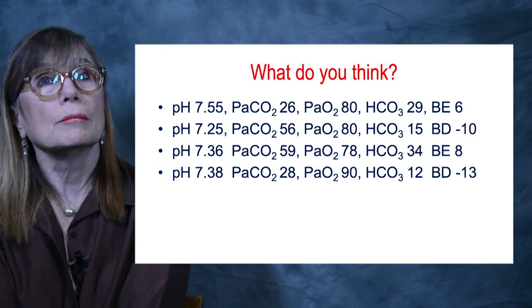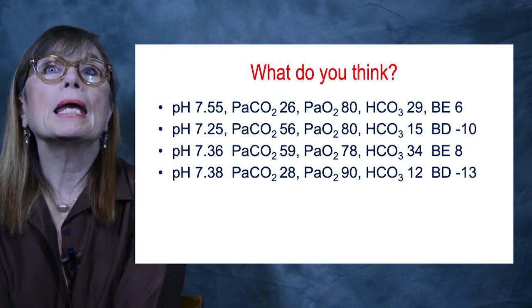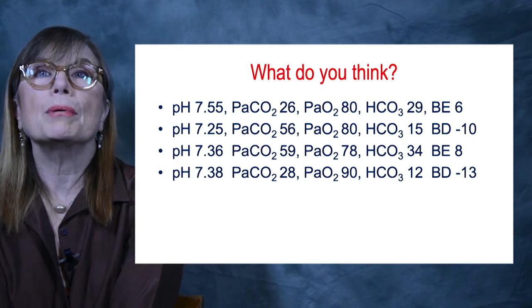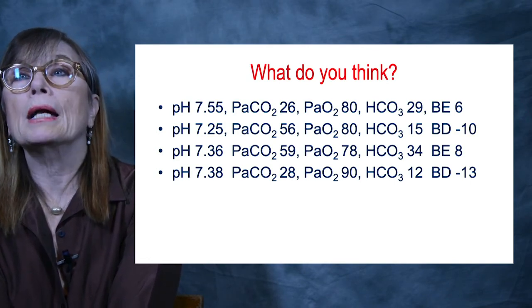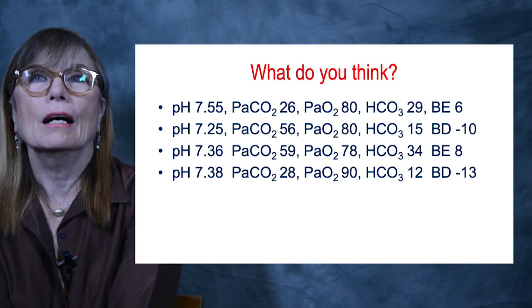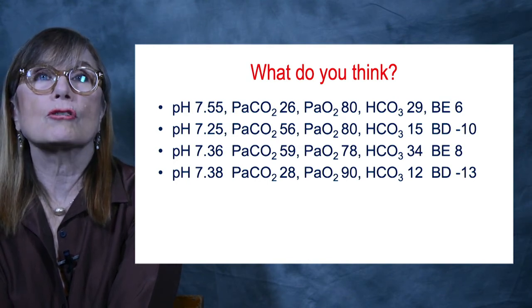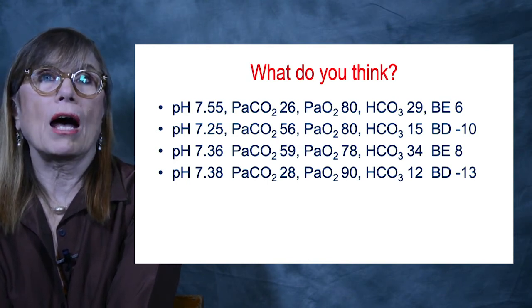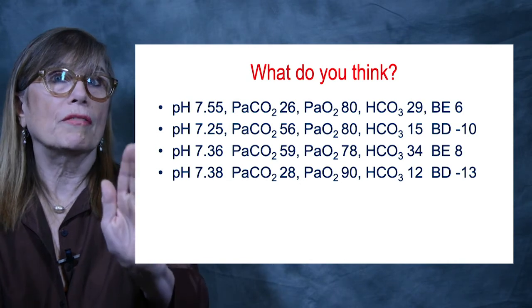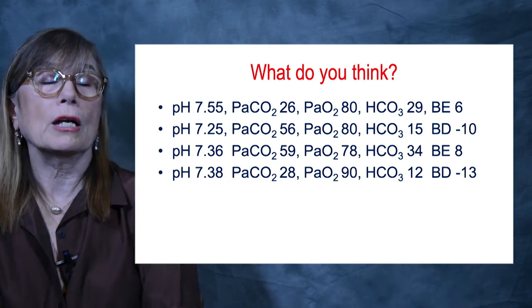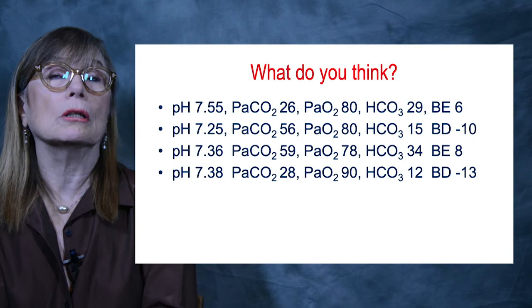So what do you think? Here we look at a pH of 7.55, PaCO2 of 26, PO2 of 80, bicarb 29, and a base excess of 6. So start with the pH. Perfect is 7.45, up or down, inside or outside range. Not perfect, up and outside of range, which means it's on the alkaline side.